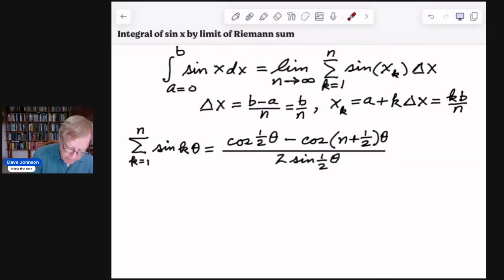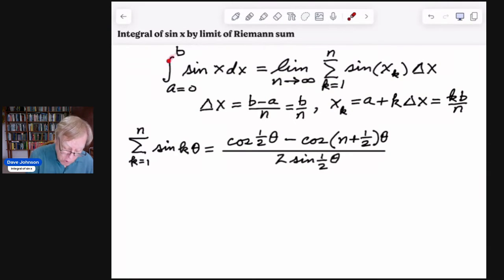Now, I've taken the liberty of writing a few things down just to save a little bit of time, but here's the integral that we want to do today. So this integral of sine x, and we're going to do this from 0 to b, but of course, I'm going to show you how to generalize that to the integral from a to b of sine x dx.